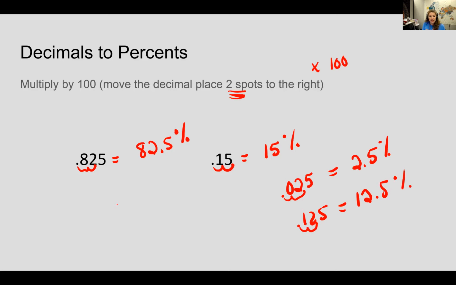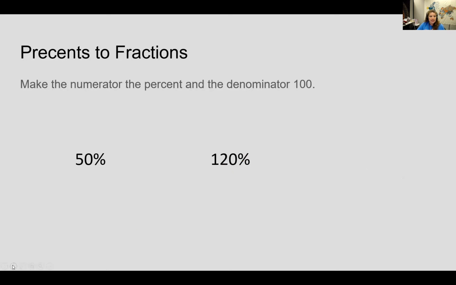If you have a non-terminating decimal, 0.1247 and so on, you still move that decimal 2 places to the right, and you could say it's about 12.47%, or you could say about 12.5%. Those are very close, aren't they? All right, let's see what else is here.